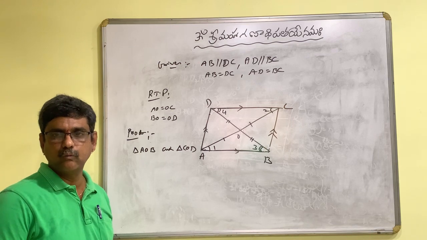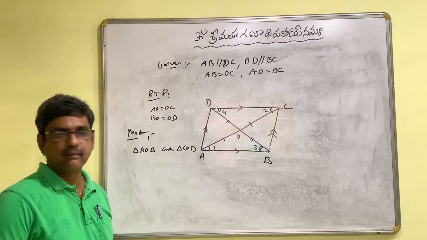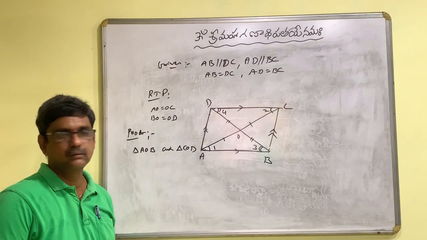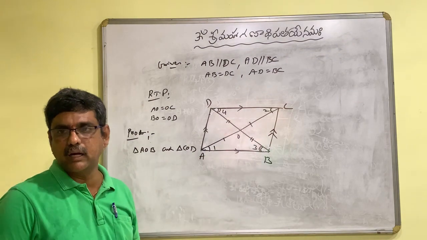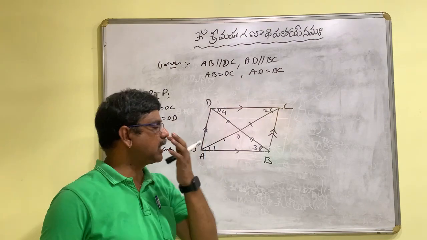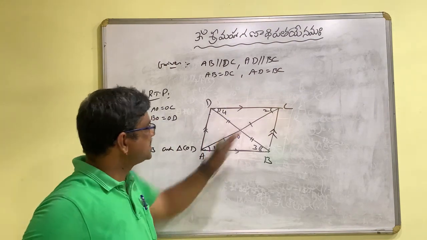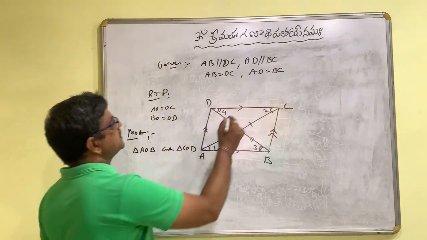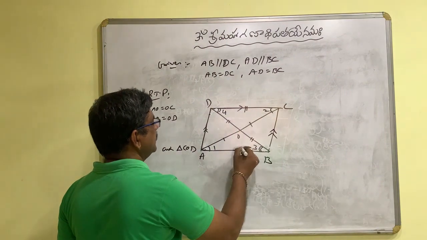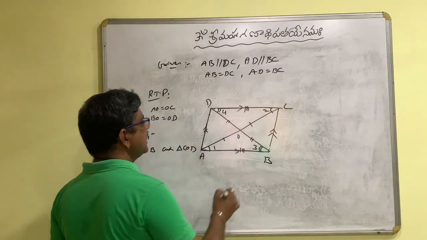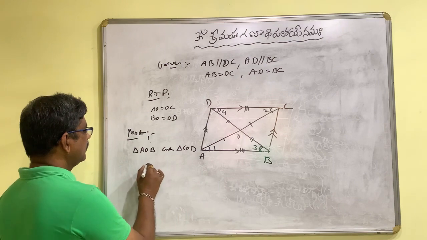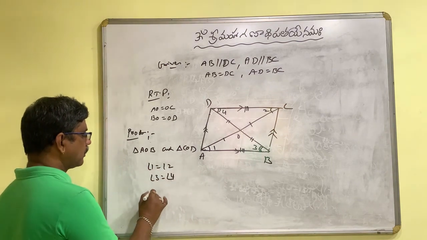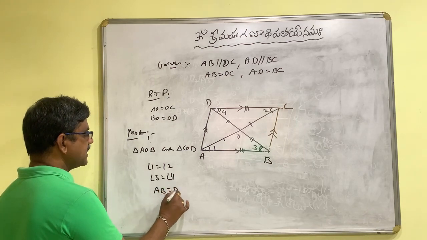Now what else to prove? What else is there? Angle 1 is equal to angle 2, alternate interior angles. Angle 3 is equal to angle 4, alternate interior angles, because lines AB and DC are parallel and AC is a transversal. Yes, AB is equal to DC. Angle 1 is equal to angle 2, angle 3 is equal to angle 4 and AB is equal to DC.